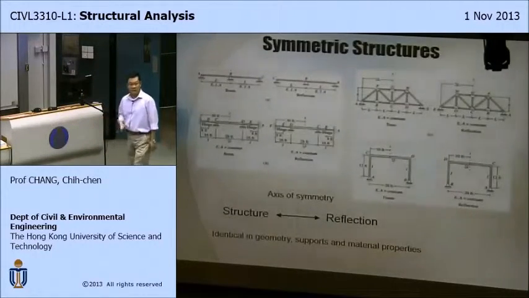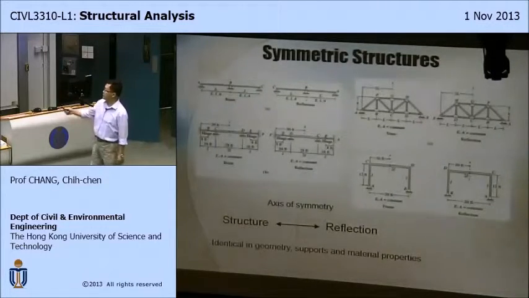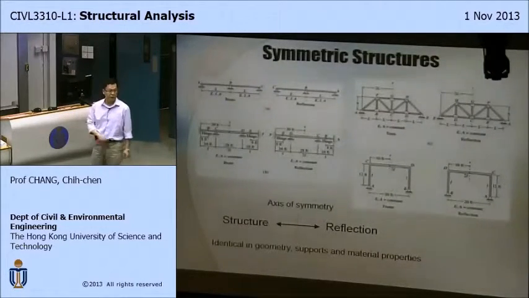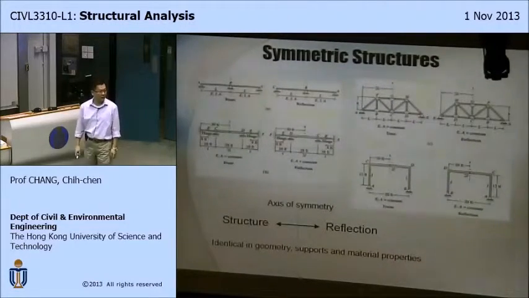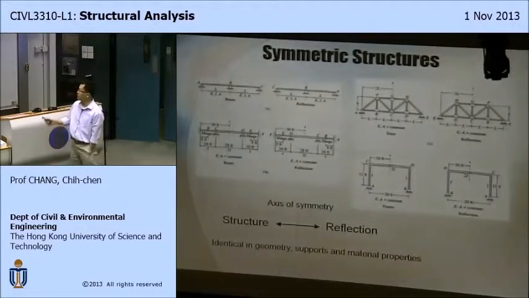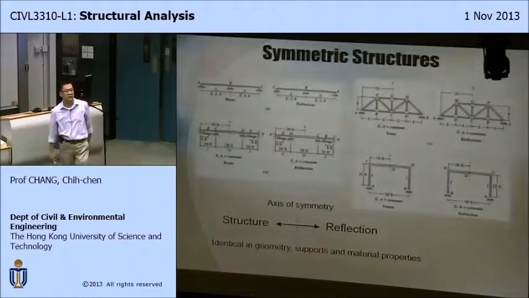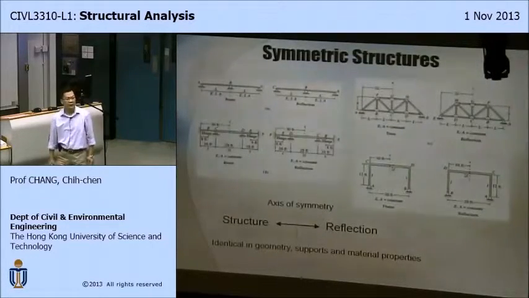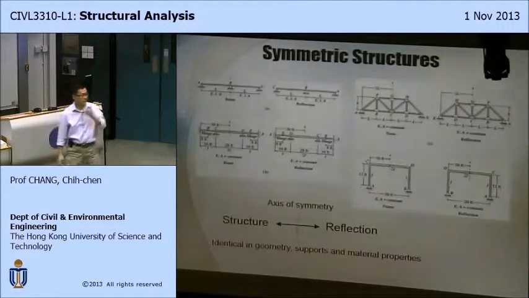So let's define a symmetrical structure first. What is a symmetrical structure? The definition is very straightforward. You find the so-called axis of symmetry, and if you can flip your structure with respect to that axis of symmetry, and you find that before and after, the structures are exactly identical, then it's called a symmetrical structure.